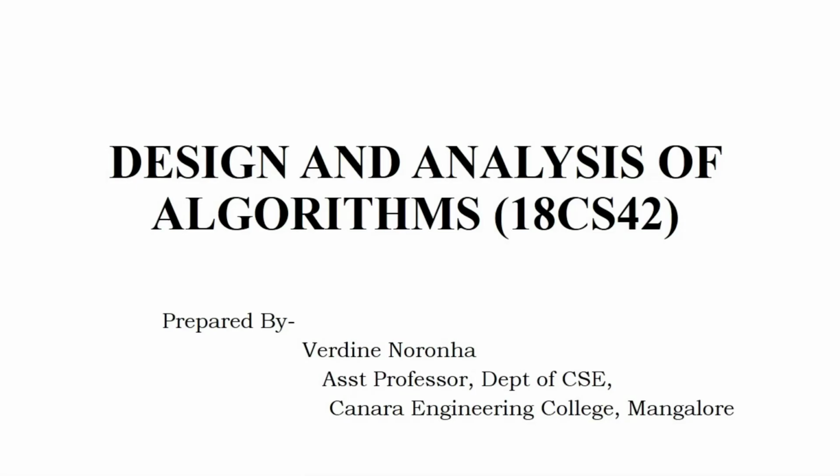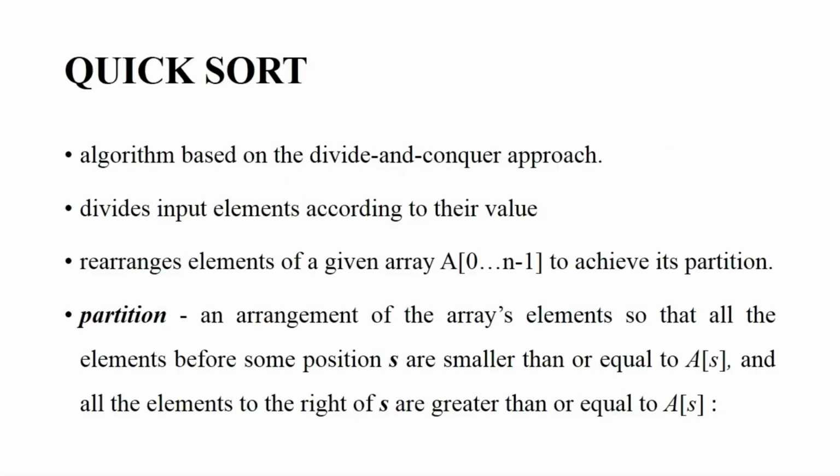Welcome back to the session on algorithms using the divide and conquer method. So we shall see the quicksort algorithm, which is a sorting algorithm to sort a given set of elements. The quicksort algorithm is based on the divide and conquer approach. It divides the input elements based on their value and not the position. So the elements will be rearranged in order to achieve its partition.